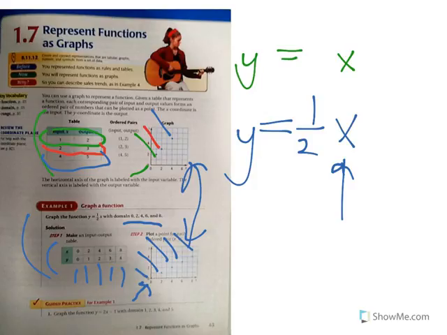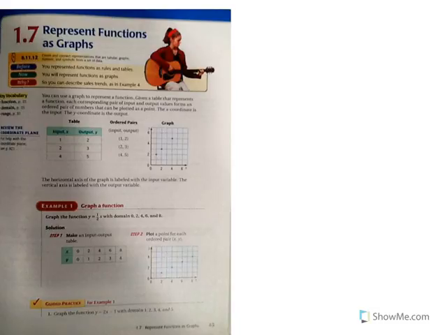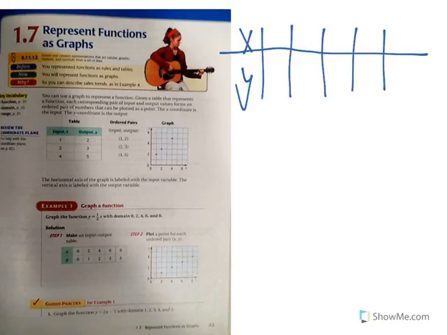So now we're going to do another one of these. So we have to draw this out a little bit. It says, graph the function y is equal to 2x minus 1 with the domain 1, 2, 3, 4, and 5. So I'm going to come up with a chart here. Let's do x and y. And remember, I'm going to do 1, 2, 3, 4, and 5. And then I like to write out over here in a little bit bigger letters 2x minus 1, because this is what I'm plugging it into. So y is equal to 2x minus 1.